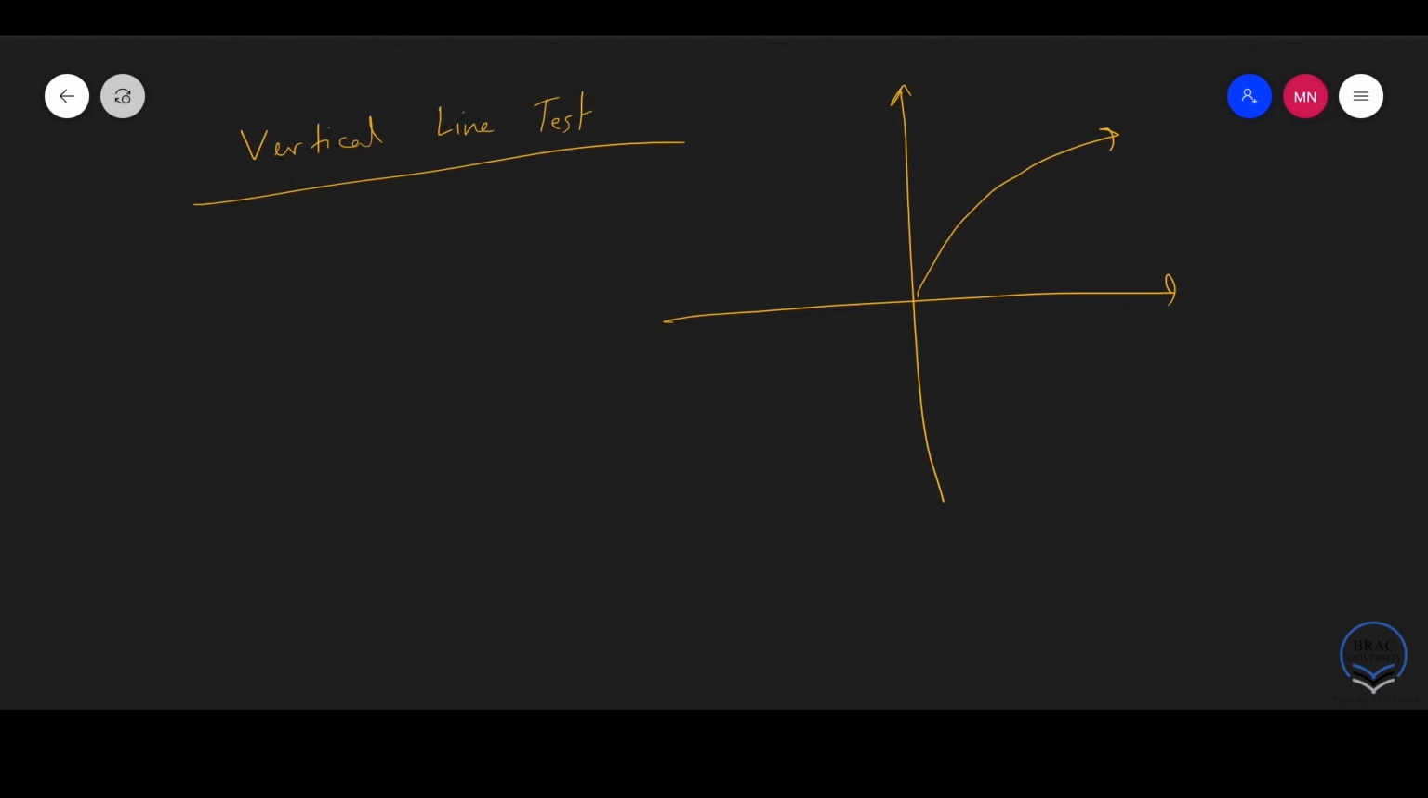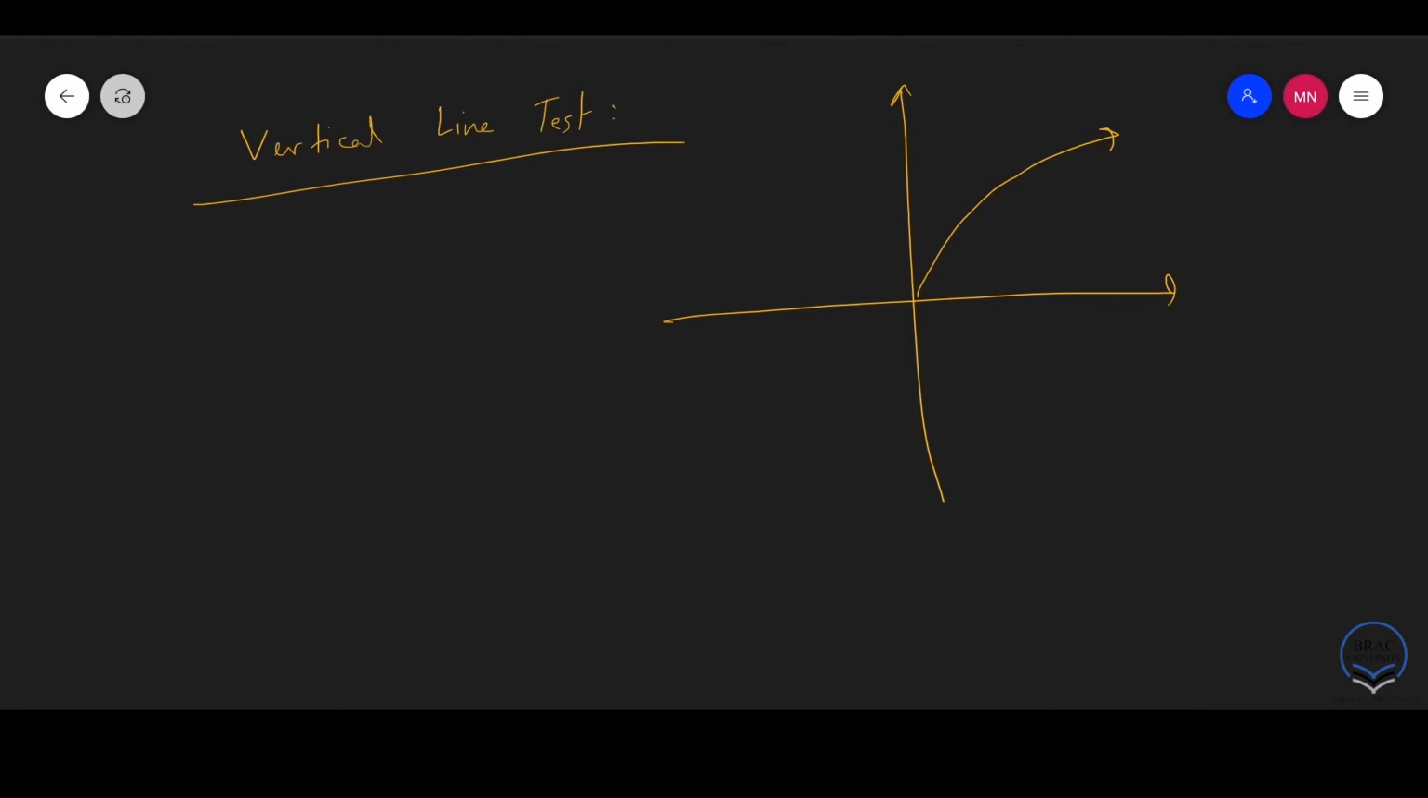Right, now if we are given the graph of some sort of equation, how do we determine if the graph of this equation is that of a function? So if we have, say, the graph of something like this, how do we know that this is the graph of a function? We can figure that out by applying something called the vertical line test.